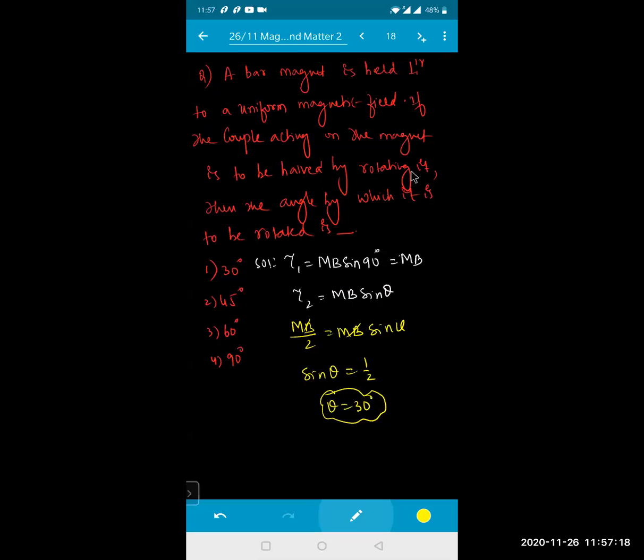But what he has given is the angle by which it is to be rotated. Initially the bar magnet is perpendicular, so it is at 90 and now it is at 30. So it should be 90 minus 30, equal to 60 degrees, but not 30. The angle by which it is to be rotated should be 60 degrees.